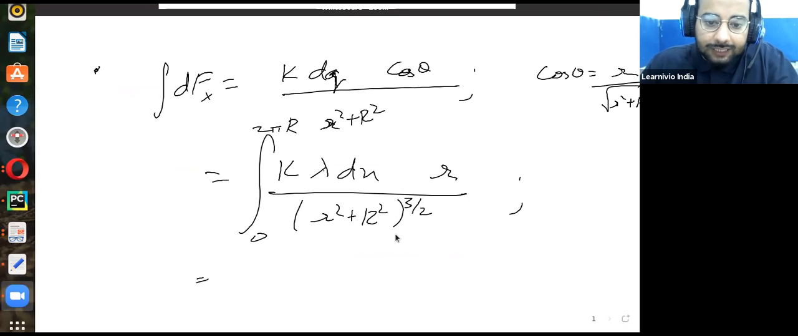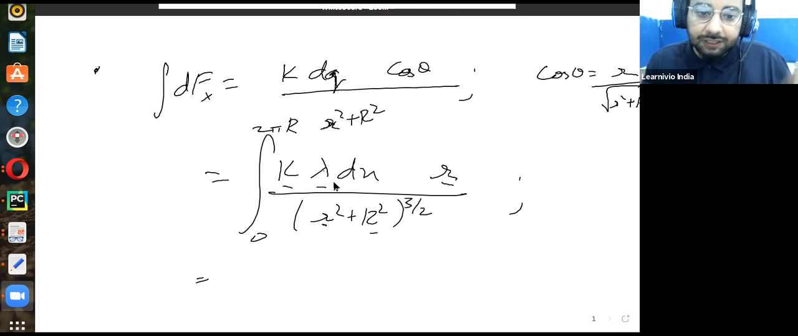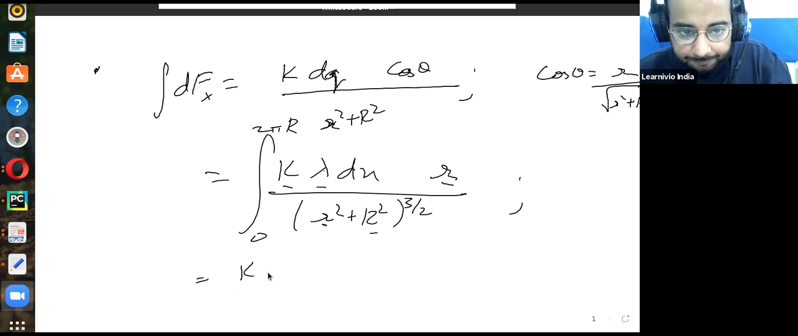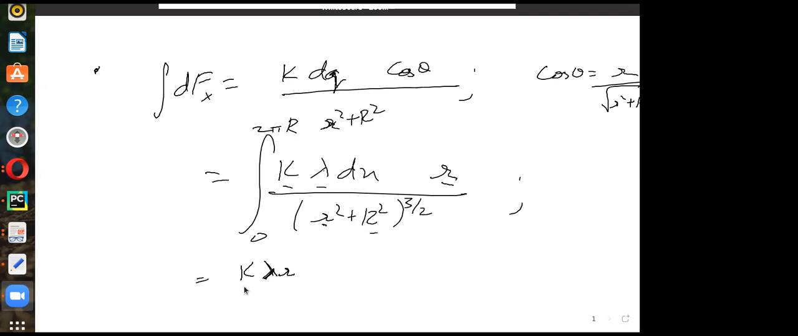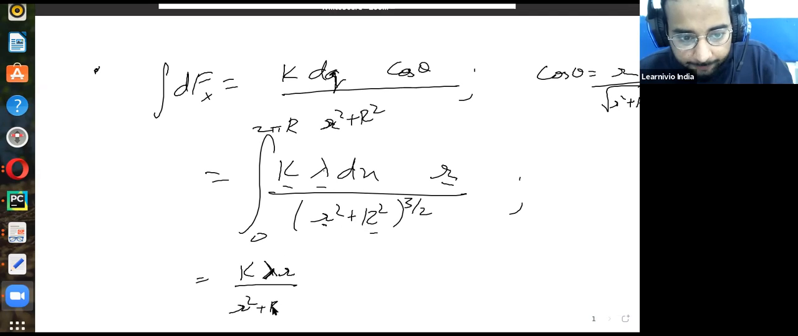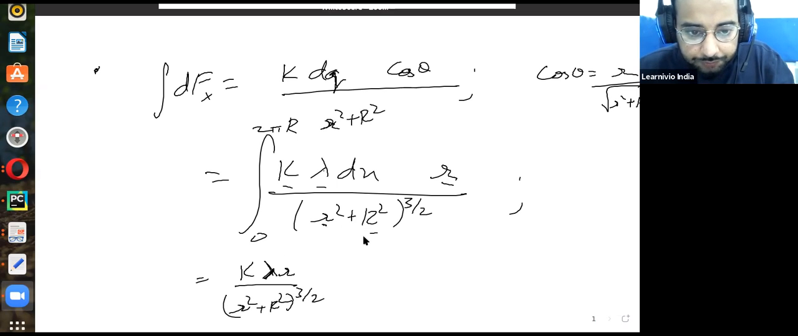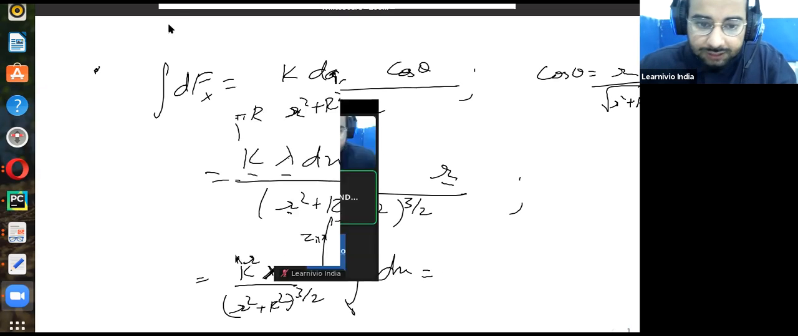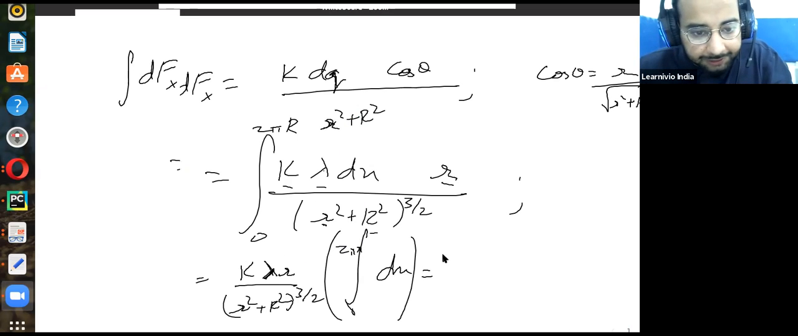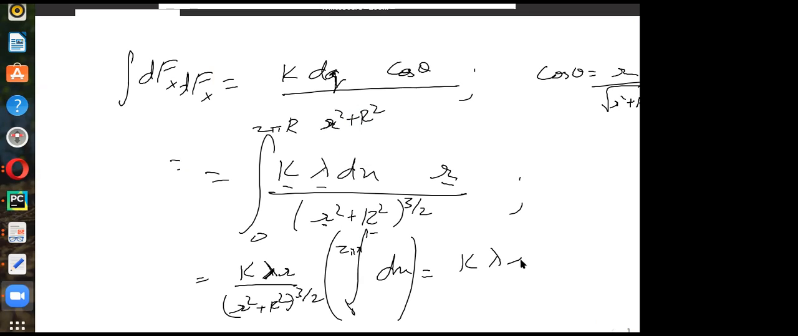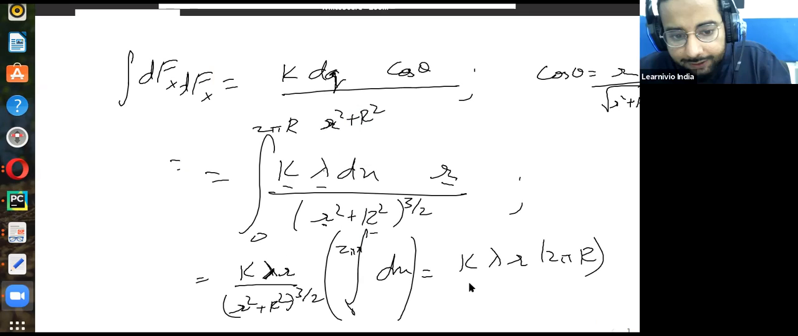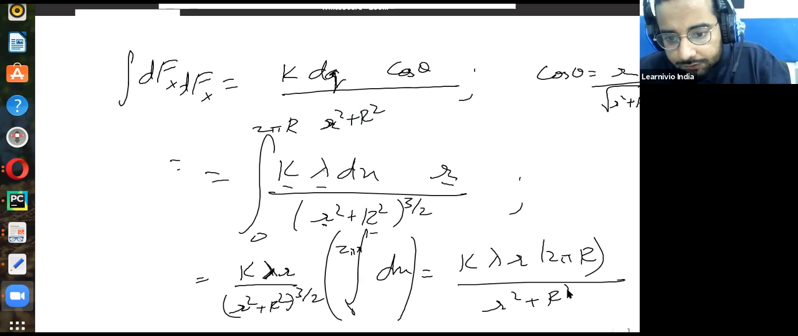Notice all the things that you have in here: k, lambda, small r, and capital R. All of them are constants, so all of them can be taken out, right? So k lambda r over (r squared plus R squared) to the power 3 over 2, and the integral from 0 to 2 pi R of dx is just 2 pi R. So this is just k lambda r times 2 pi R over (r squared plus R squared) to the power 3 over 2.